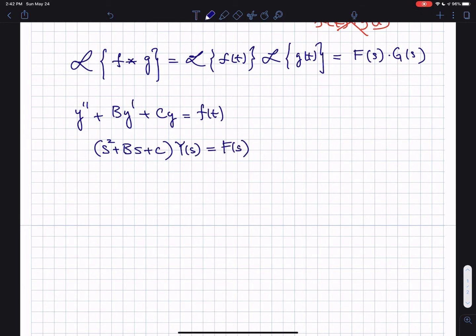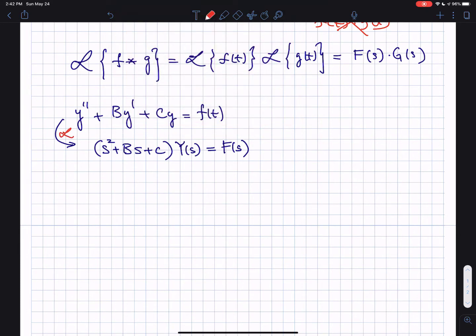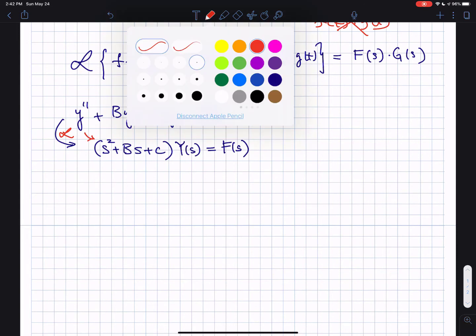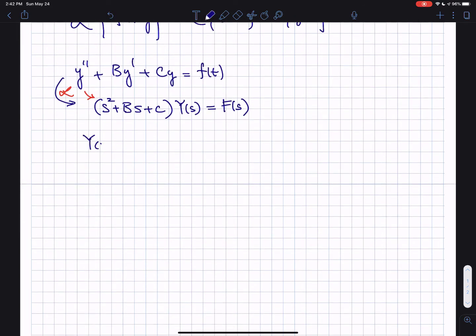So the Laplace transform has completely converted the differential equation into an algebraic equation. Okay, well, great, we know that. And if I solve for Y of s, I get that. But let's call that G of s. So Y of s is equal to G of s times F of s.